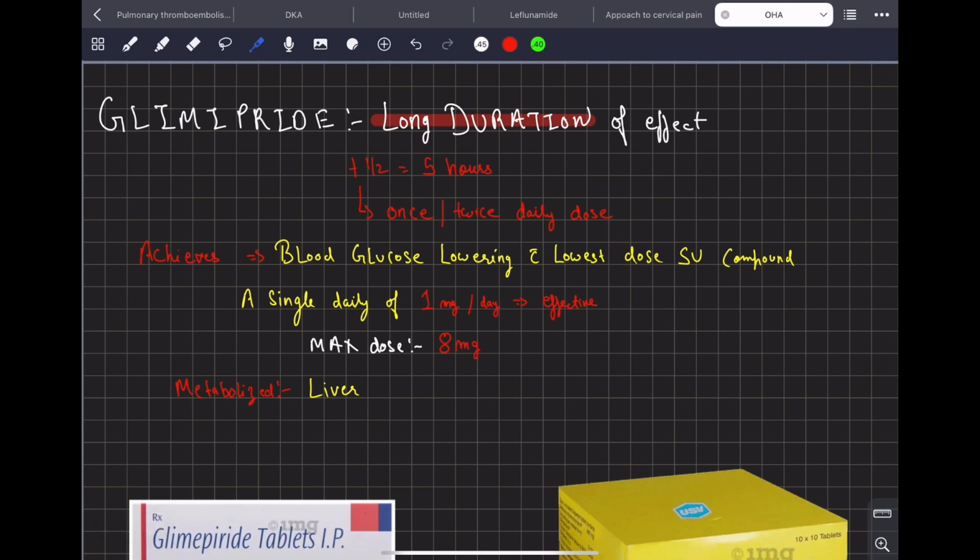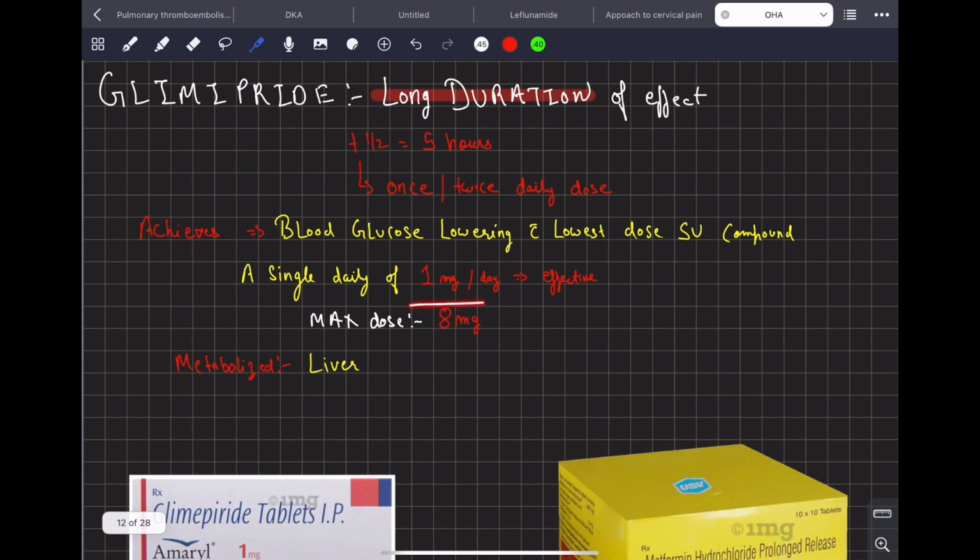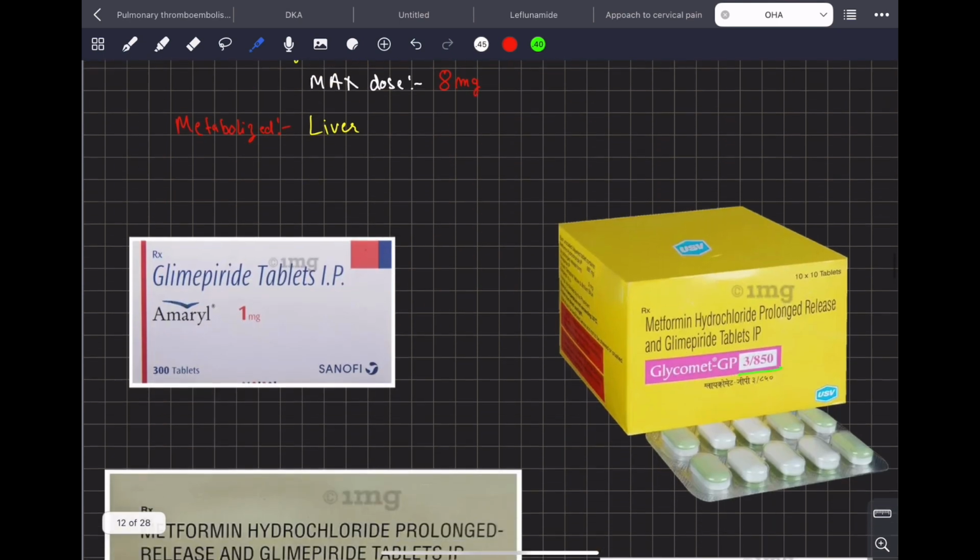It achieves blood glucose lowering with the lowest dose of sulfonylurea compound, right? So it attains very best result. A single daily dose of 1 mg per day is very effective. So maximum dose you can go is 8 mg, but that needs to be a divided dose. This drug also is metabolized in liver.